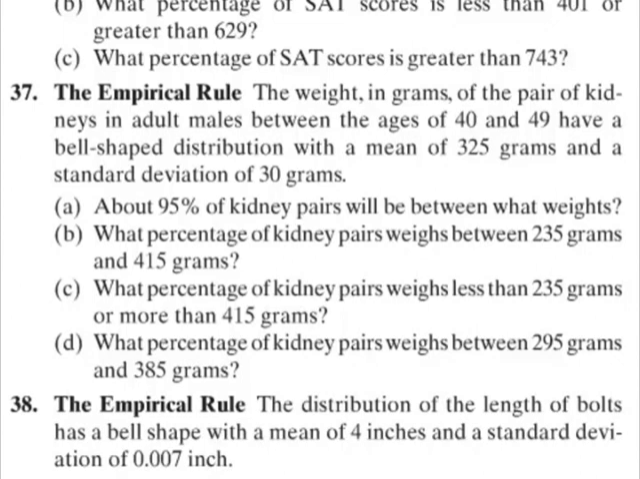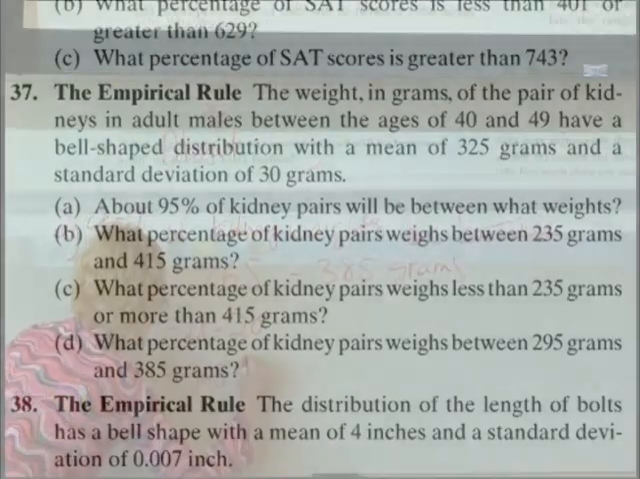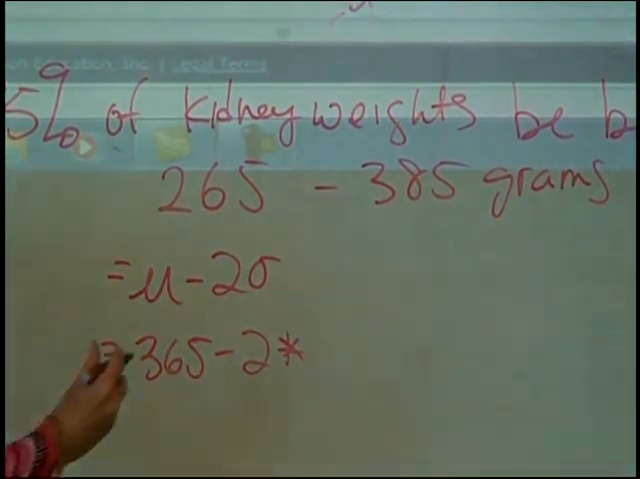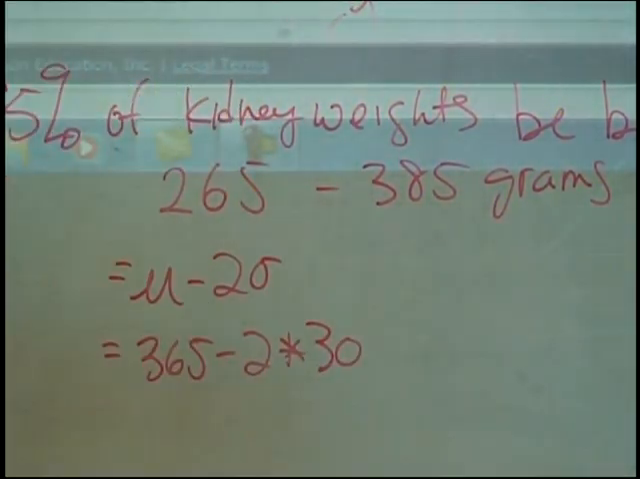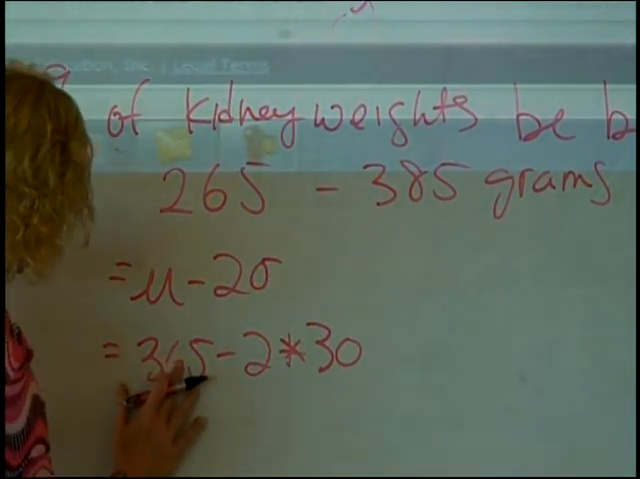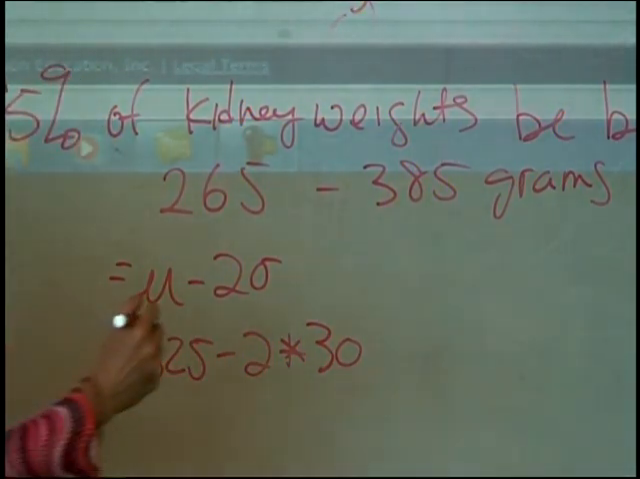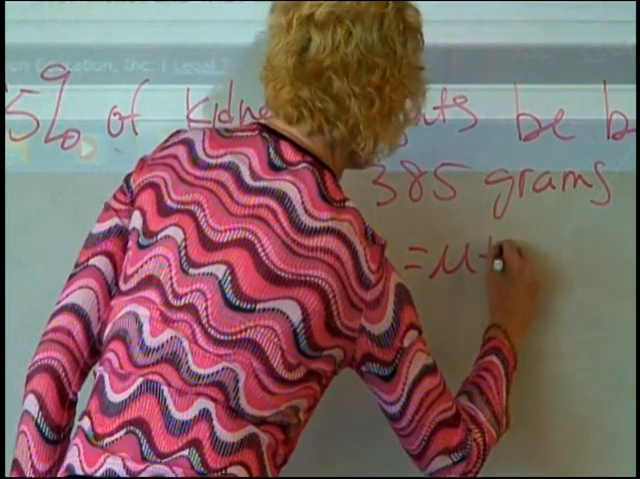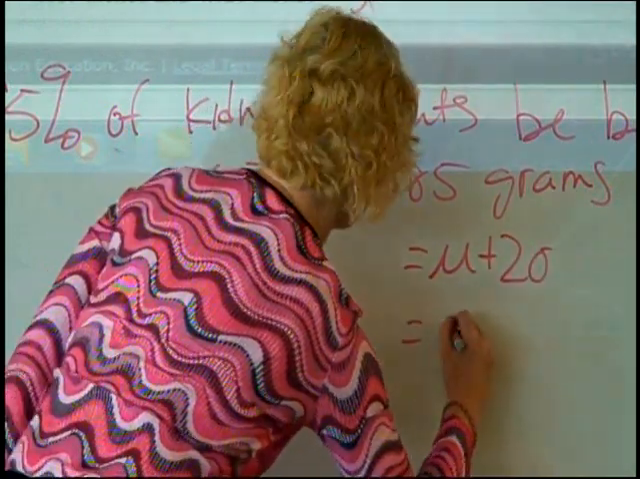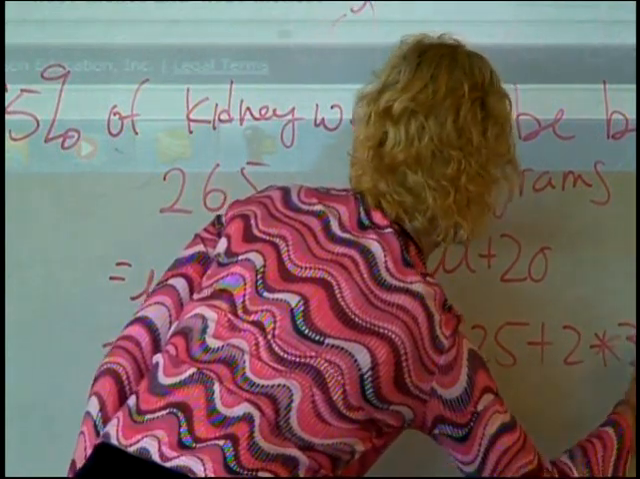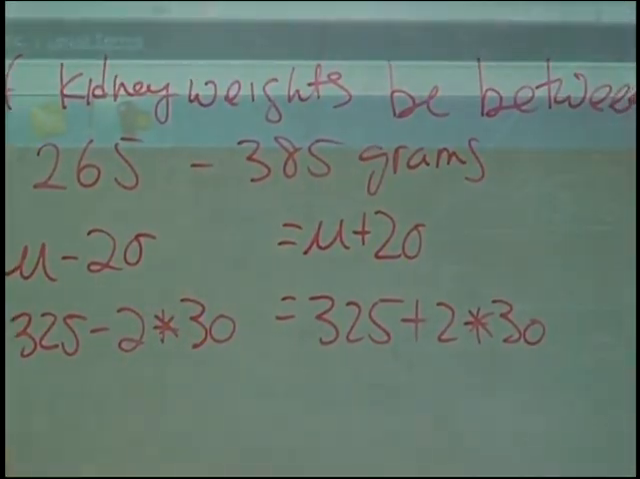So it's 325 minus 2 times 30. Does that make sense? Yeah, mean 325. Oh, yeah, you're right, thank you. And then to get the 385, you're going to take the mean plus 2 standard deviations, which is 325 plus 2 times 30. Okay, does that make sense?